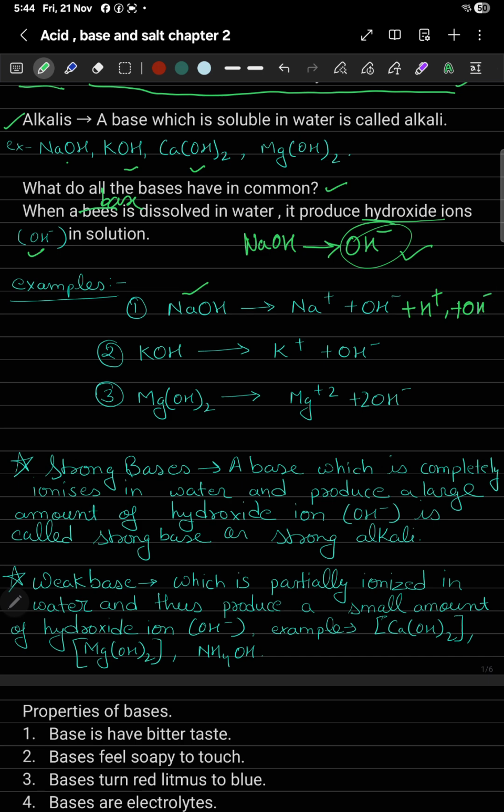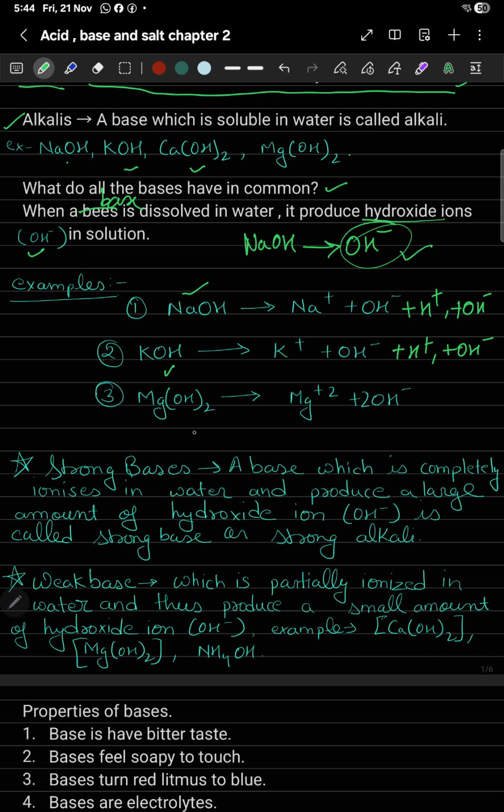Here another example we have KOH. When KOH is dissolved in water, again I am saying that it gives you K positive plus OH negative as well as H positive and OH negative ions. That is the same thing which we have studied in the first equation.